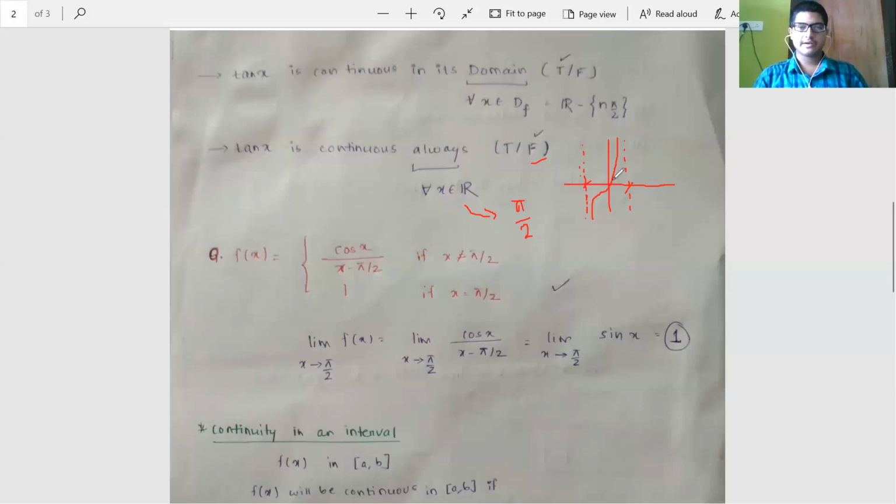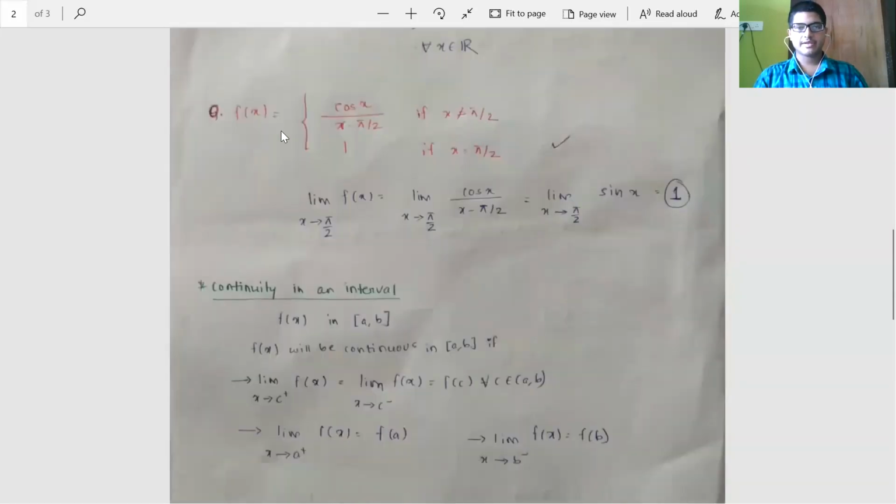Therefore, tan x is continuous always, it is going to be false. But tan x is continuous in its domain, yeah, that's going to be true, because the set of points considered here is R minus nπ/2, and the set of points considered here is all real numbers. Fine. Let's move ahead.